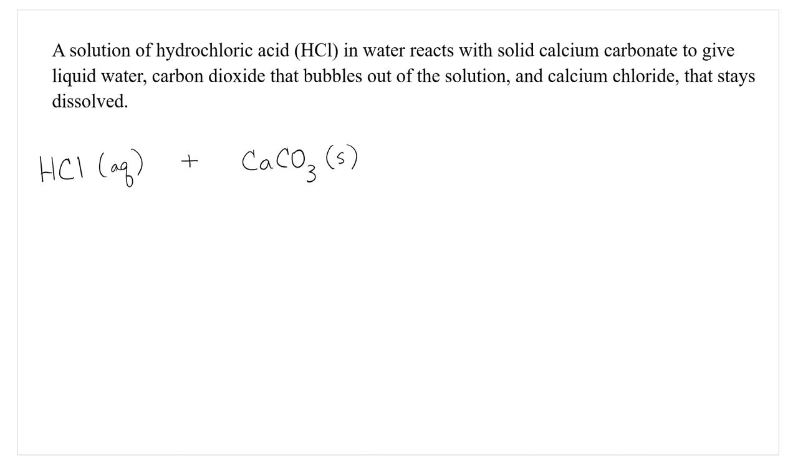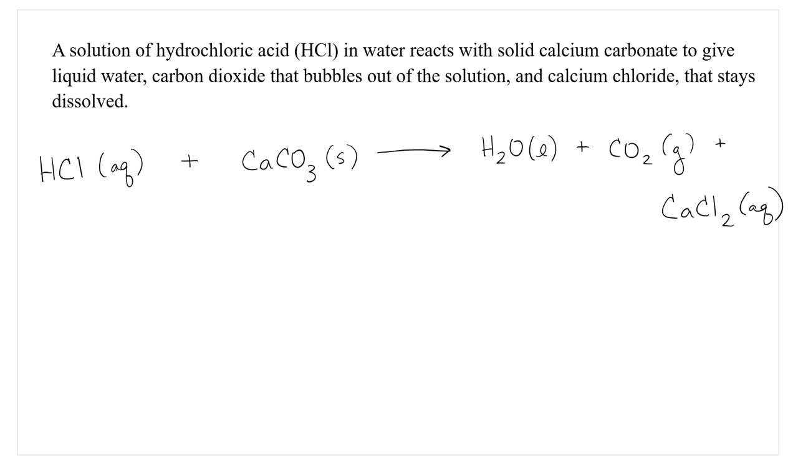So hydrochloric acid reacts with calcium carbonate to give liquid water. This is, for me, how I try to tell you that water is in the reaction. If I say liquid water reacts or liquid water is formed, that's your sign that it's part of the chemical reaction. Carbon dioxide that bubbles out of the solution, that means that it's carbon dioxide as a gas. And calcium chloride that stays dissolved, that's CaCl2, and that means that it is aqueous. So that is our skeletal equation.